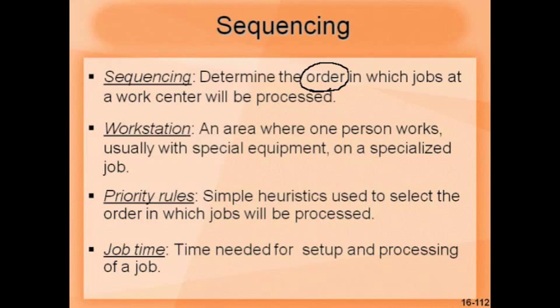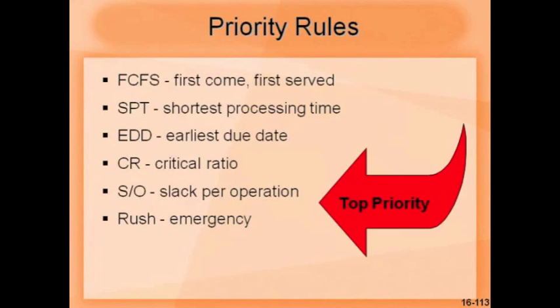So workstation, as you know, is area where one person works, usually with special equipment on a specialized job. So companies generally use what is called as priority rules, which are simple heuristics used to select the order in which jobs will be processed. So there are methods available which allow you to choose the appropriate priority rule. Job time is the time needed for setup and processing of a job. So some of the rules are actually given on the next slide.